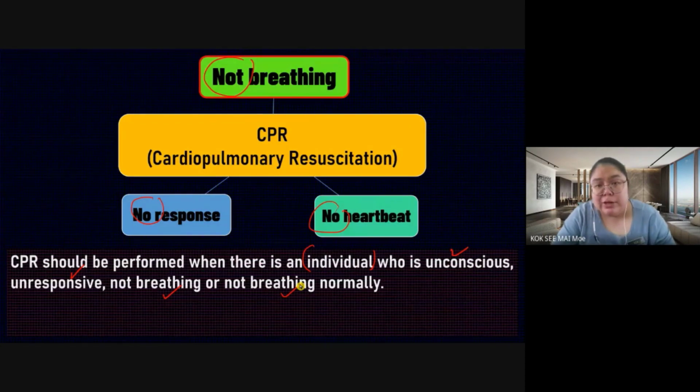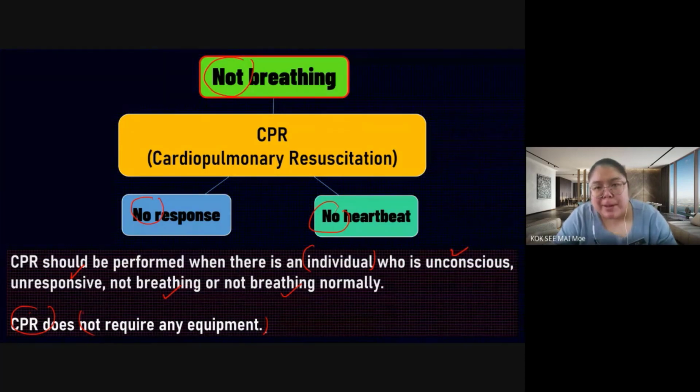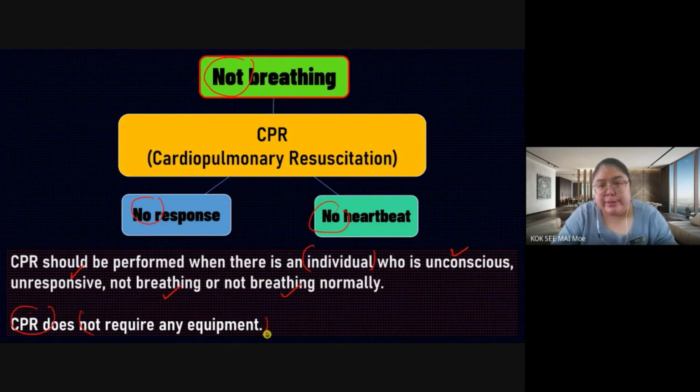We don't simply go and do it when you see a person lying on the floor. You need to check. When they have these symptoms, then we start to do the CPR. Then we'll see the next part. CPR is one of the processes that does not require any equipment. So you don't need to take a pump, no need to take tongs, no need to take a tube. We're just using our hands, then can start to do the CPR.